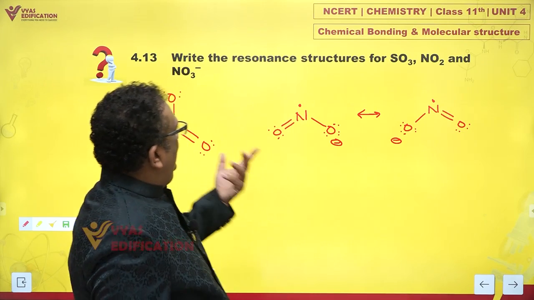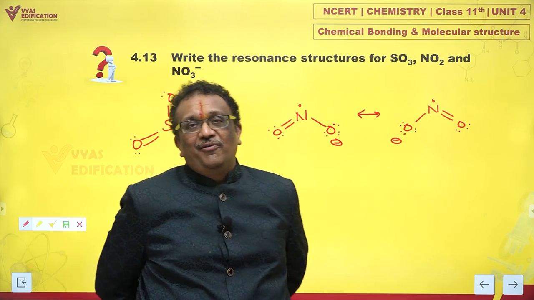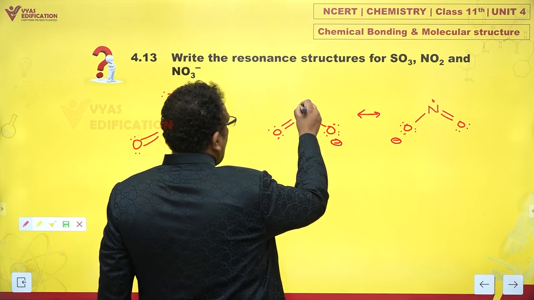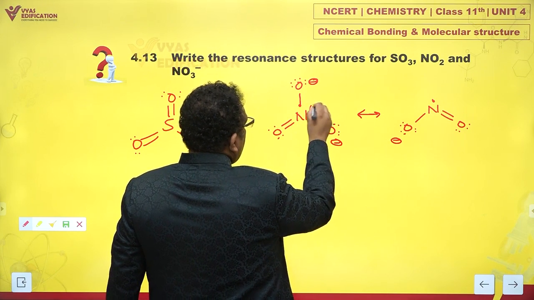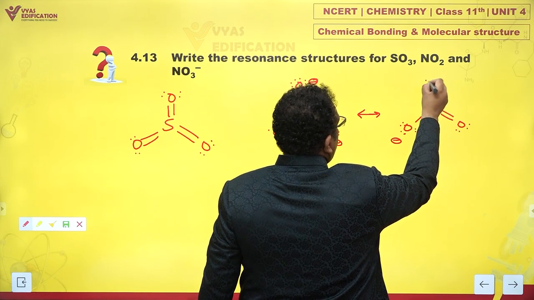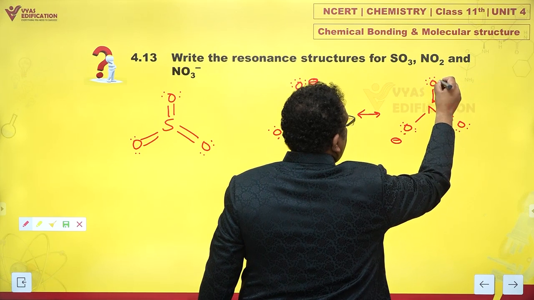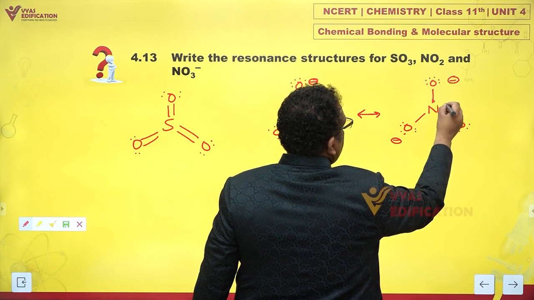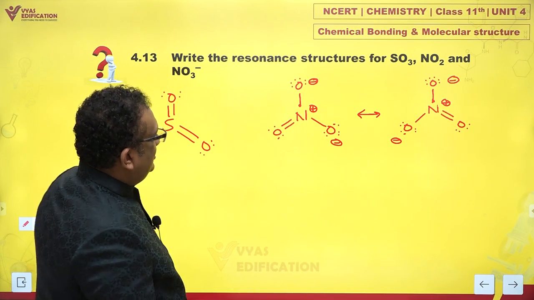There's one more. Write down NO3 minus. If you have seen NO2, I'm going to modify this and convert it to NO3 minus as well. How? Watch. This is NO3 minus. I'm just putting formal charges there, like this.